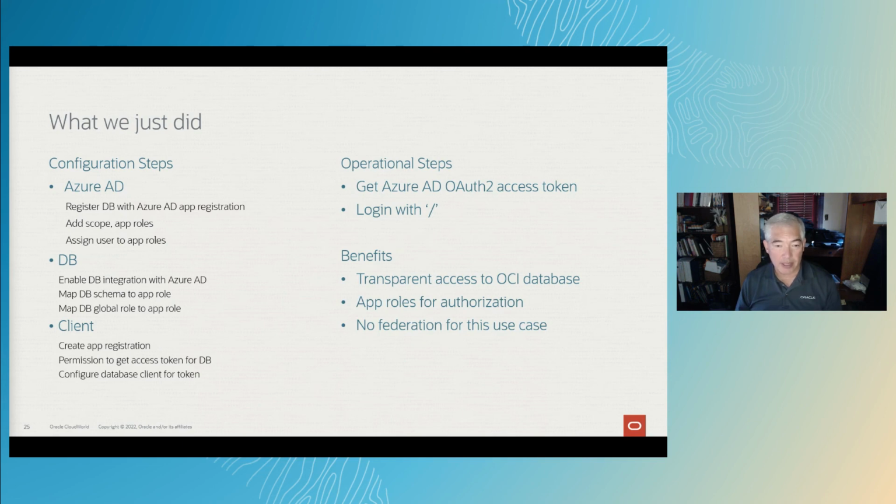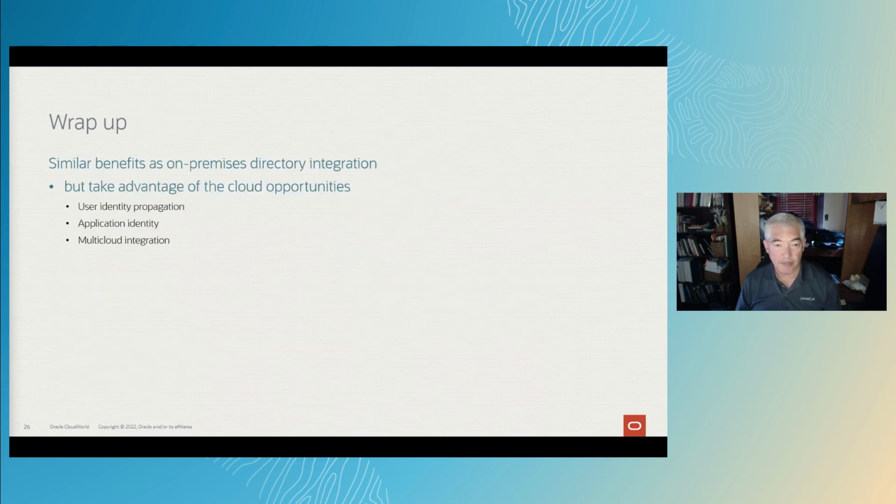The benefit you get with this is that the Azure AD user gets to access the database transparently using their Azure SSO credentials, with app roles providing the authorization. Federation does not have to be configured for this case. Identity integration with cloud identity services provides you the same benefits you could get with on-premises directory service integration, but you can take advantage of cloud-unique capabilities like user identity propagation, managed application identities, and working in the multi-cloud.